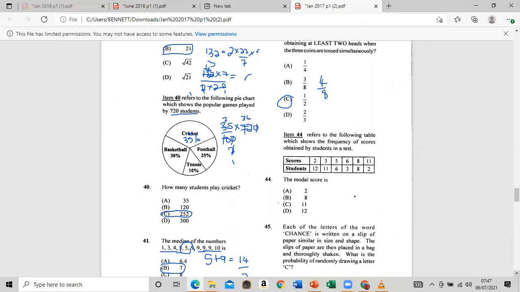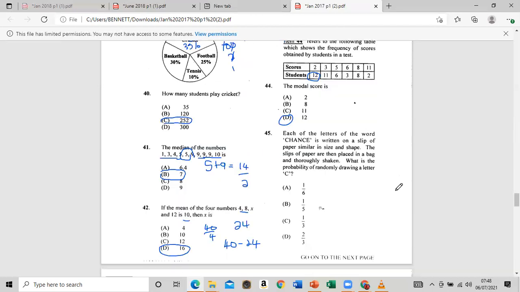Alright, the modal score is, as I was saying, the mode is the one with the most frequency. And what this is saying, 12 students got 2 as a score, 11 students got 3, 6 persons got a score of 5, 3 persons got a score of 6, 8 persons. So that means 12 is the biggest number, so 12 is that.